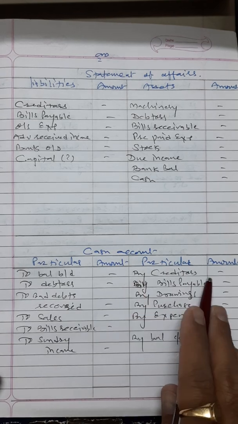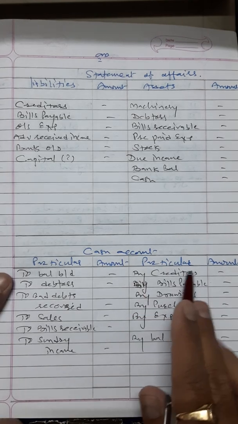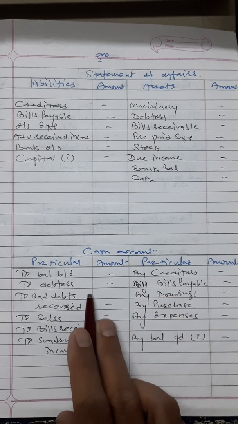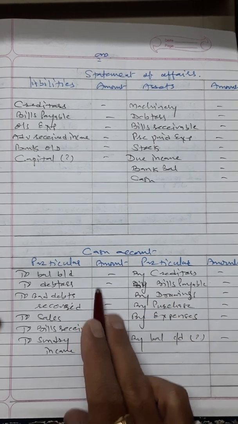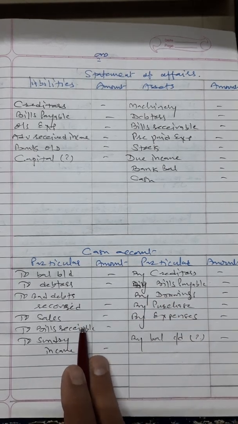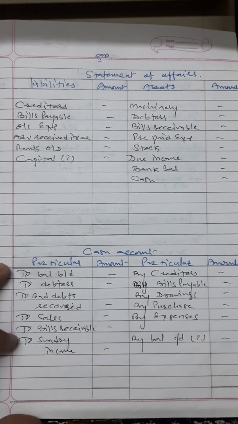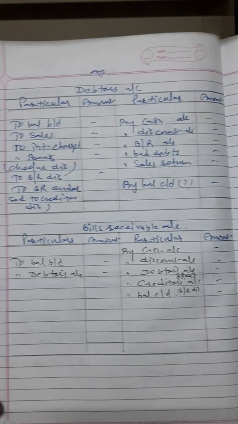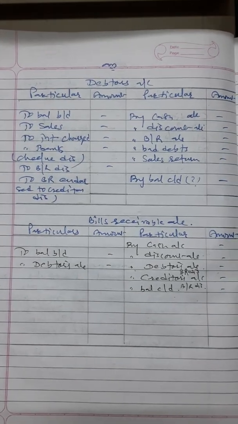or you may have to find what amount was paid to creditors or what amount was paid for bills payable, or it may be what amount was received from debtors or what amount was received for bills receivable. Then after it comes the debtors account.